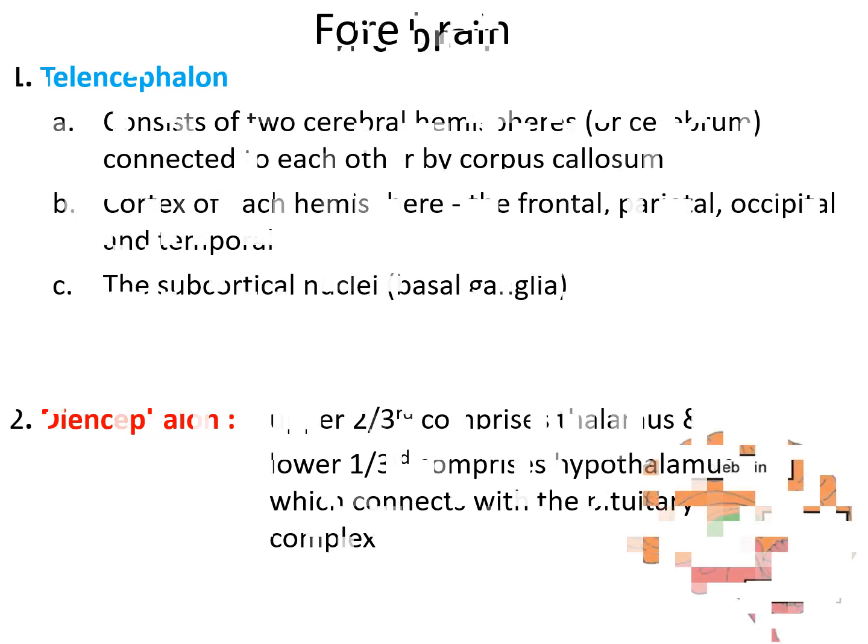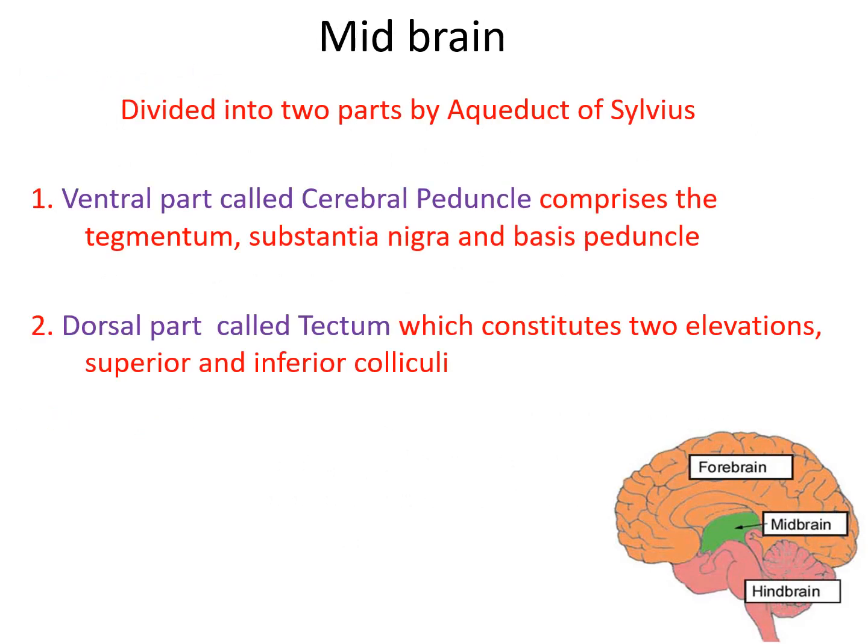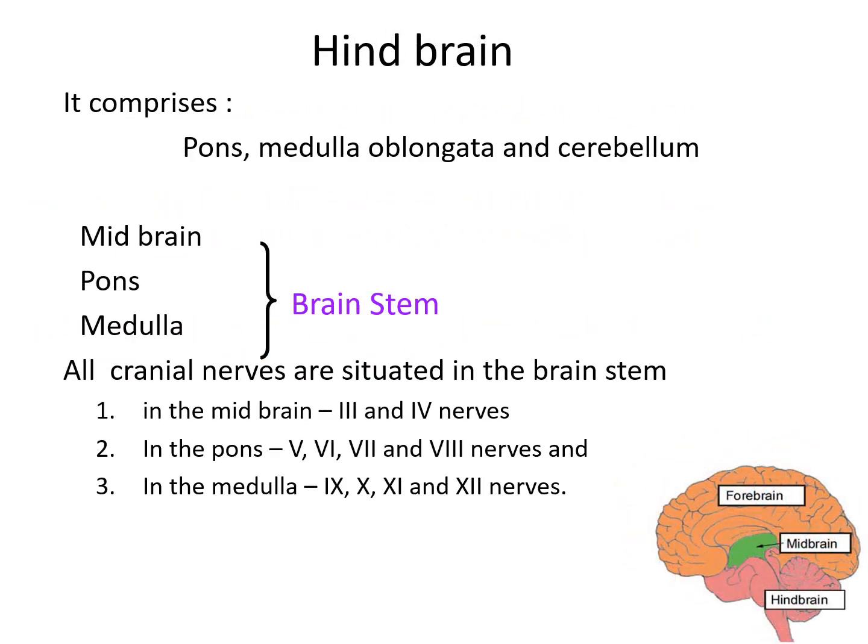And we'll see mesencephalon, otherwise called midbrain. The midbrain is divided into two parts by the aqueduct of Sylvius. The ventral part is the cerebral peduncle and the dorsal part is the tectum; both are present in the midbrain. Now the hindbrain. In the hindbrain, the parts midbrain, pons and medulla are called the brainstem. The brainstem, being very important, contains the nuclei of all the cranial nerves except the first and second cranial nerves.